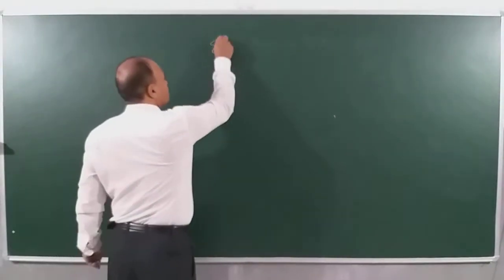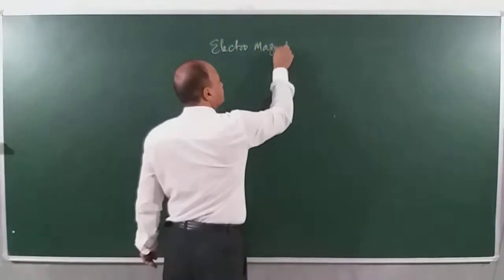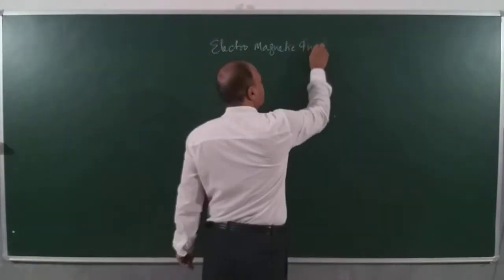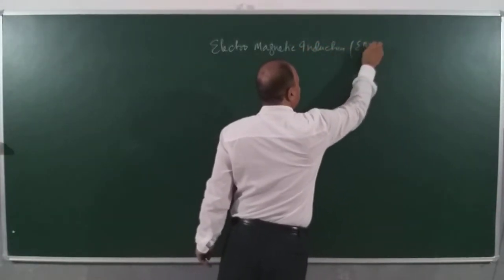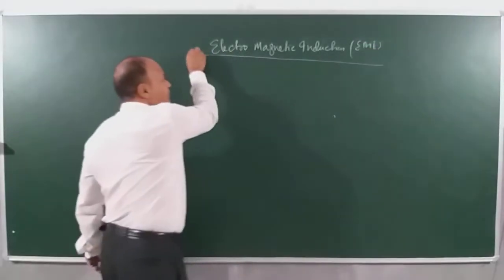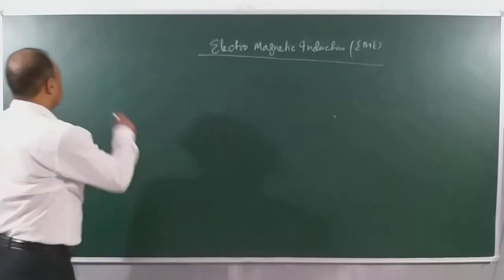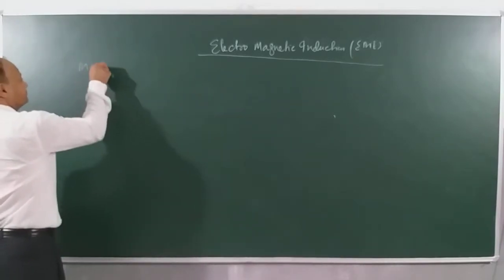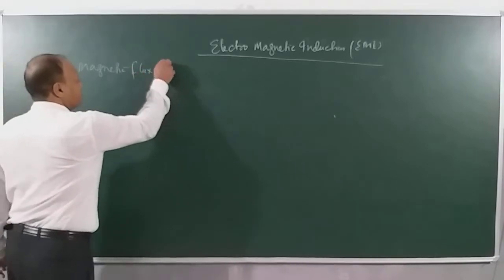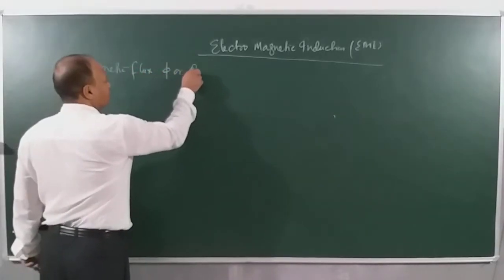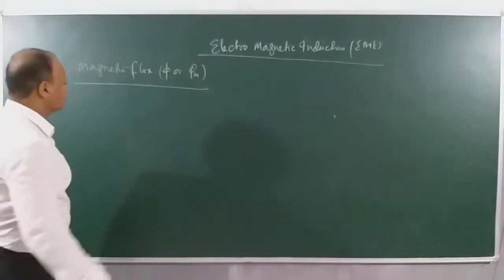So we are going to start electromagnetic induction, and in short we call it EMI, right? So we will understand the concept of magnetic flux. Magnetic flux, we denote it simply by phi or also phi m. We can use any of these two symbols. Okay, so let's understand first.